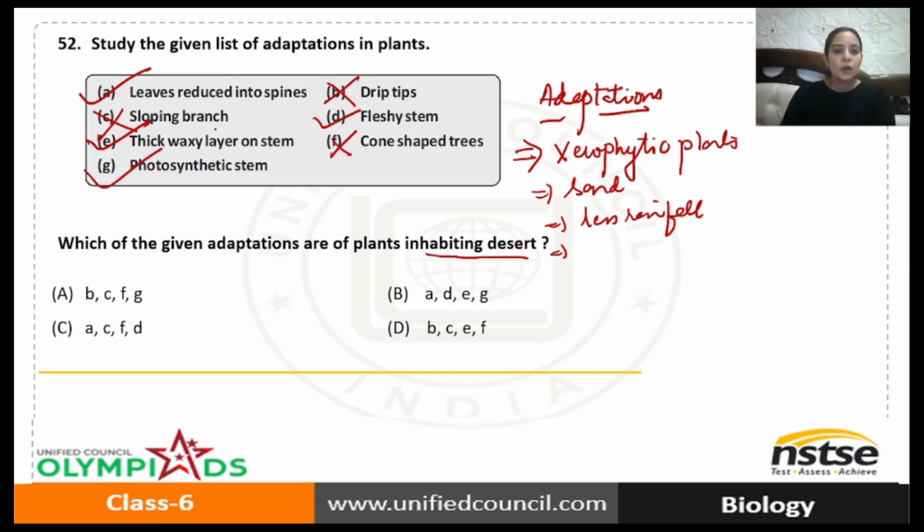So the option which has A, D, E and G would be correct. That is undoubtedly option B. So you need to learn about the adaptations of the plants and the organisms living in drastic conditions to cope with those environmental conditions.